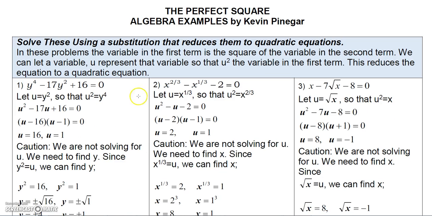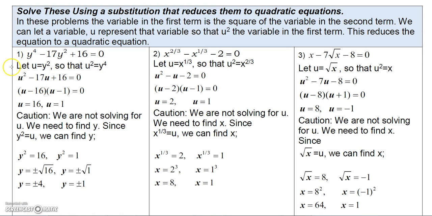Okay, now another type that you can solve is you can use substitution to reduce problems to quadratic equations. Now, let me show you how this works. If you look at this equation, it's not a quadratic equation, but notice that this term here, y to the fourth, is actually the square of y squared. So actually we could use what's called a u substitution here, and we could let this term be u. So we'll let u be y squared.